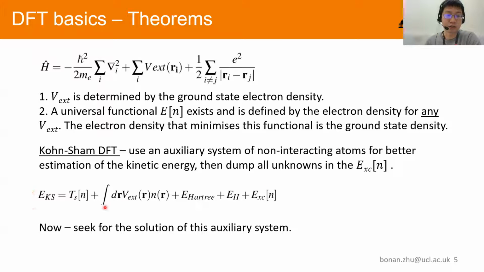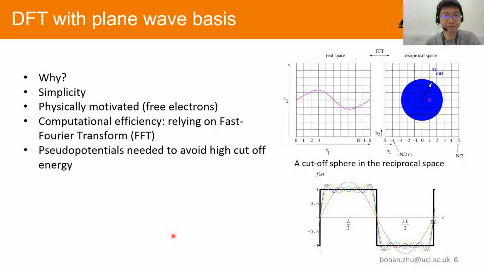And essentially we end up with this equation for the energy, in which the first term is the kinetic energy, then the external potential, the Hartree energy for electron-electron interaction, the ionic interaction energy, and then this exchange correlation term, which is a function of the electron density. Essentially all the unknown things are dumped into this single term. And now we just need to seek the solution of this auxiliary system.